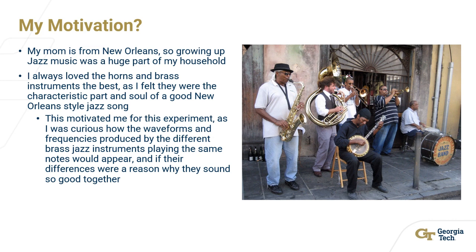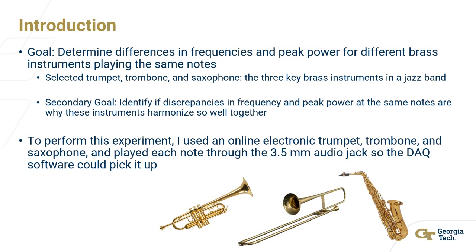So my motivation for this is my mom was from New Orleans, and growing up, jazz was a huge part of my household, with myself loving the horns and brass instruments the best. So this motivated me for the experiment, as I wanted to see how the waveforms and frequencies produced by different brass jazz instruments playing the same notes would appear, and if the differences were a reason why they sounded so good together. So my goal here was to determine differences in frequencies and peak power for different brass instruments playing the same notes, as for the trumpet, trombone, and saxophone, which are the 3 key brass instruments in a jazz band.